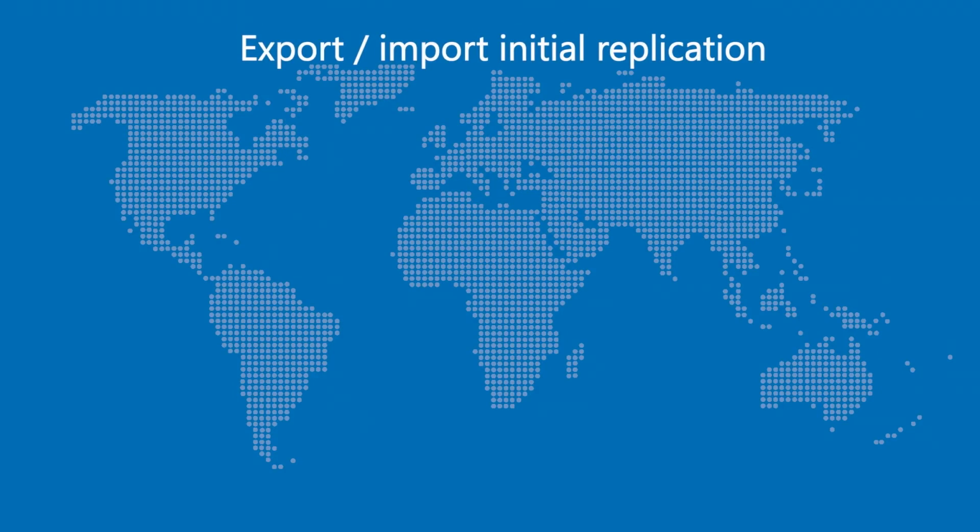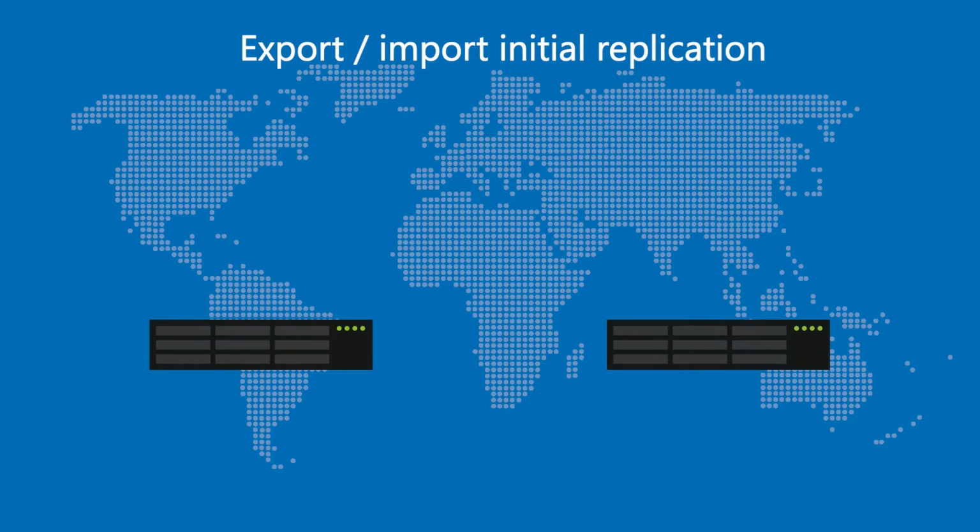For initial replication, you don't need to replicate a great amount of snapshots through the internet. You can simply export them from a Synology NAS to an external hard drive, and then import them back to another Synology NAS in your offsite location. This way, you will save time and network bandwidth.